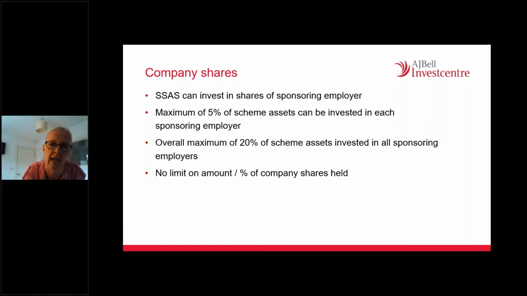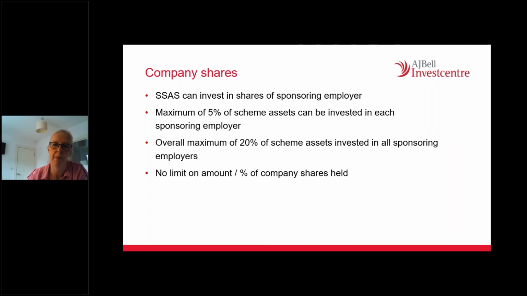So as I mentioned at the start, you can have more than one sponsoring employer associated with the scheme. So a maximum of 20% of scheme assets invested in all sponsoring employers. There's no limit on the amount or the percentage of company shares that are held. So in theory, if you had a really big pension scheme and a really small company, you could use 5% of the scheme assets to buy an entire company, theoretically. So the limit is the 5% of the scheme assets.